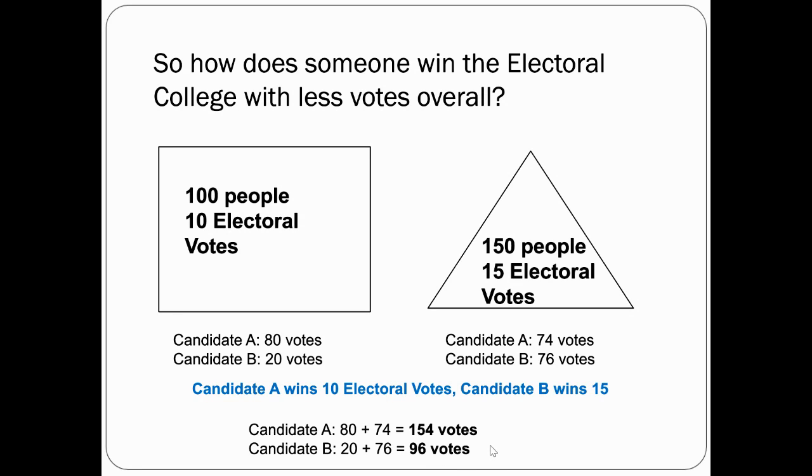So if you imagine this extrapolated over 50 states, this is how, through the Electoral College, although it's rare, it is possible for someone to win less overall votes and still win the most electoral votes, or the most points, and thus the presidency, as Donald Trump did.